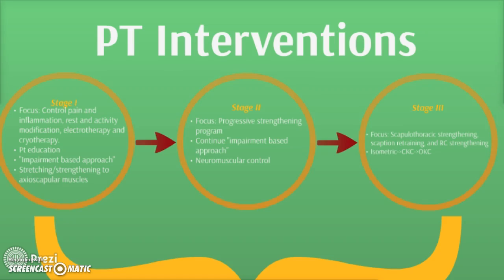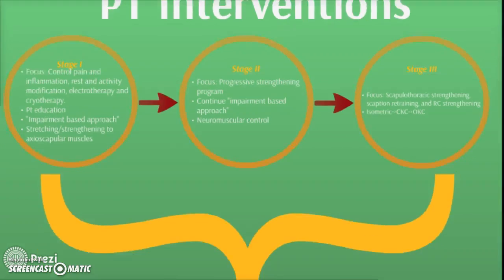A patient suffering from stage 3 impingement probably realizes that their arm strength and movement has changed considerably. To help them regain strength and motion, focus first on scapulothoracic strengthening and scaption retraining, followed by rotator cuff strengthening. Start with isometric exercises, progressing to closed chain, and then open chain exercises.